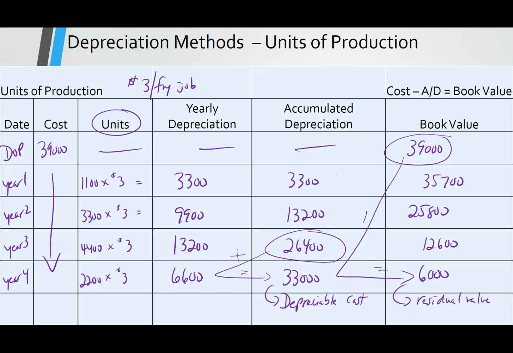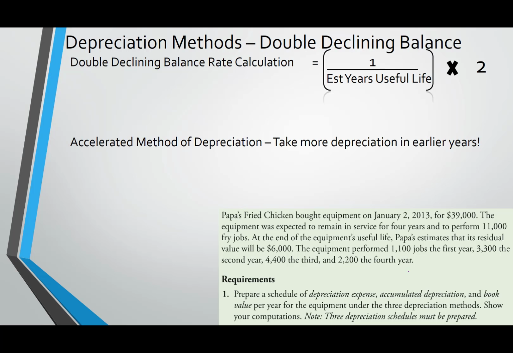Okay, let's go to the next method, and that is probably the most difficult one of all, and that is the double declining balance. Now here's what we have to think about as far as double declining balance. Make sure you realize that double declining balance is an accelerated method of depreciation, meaning that we take more depreciation in earlier years.